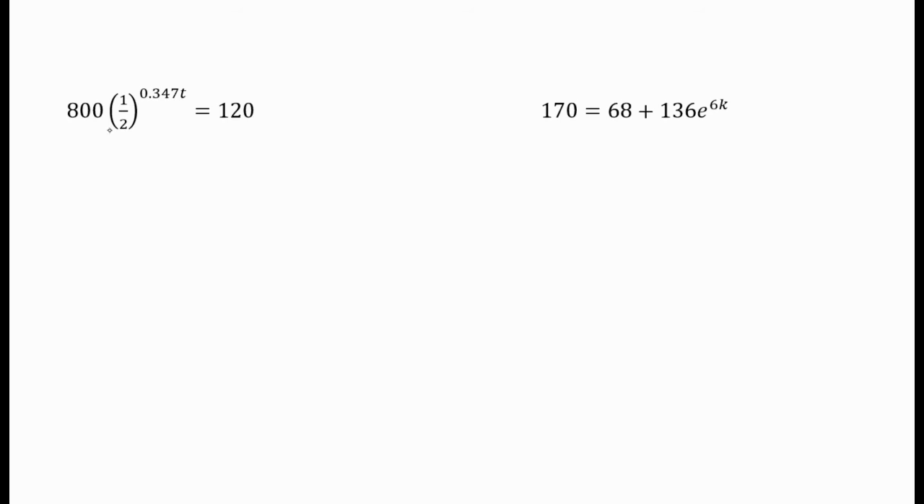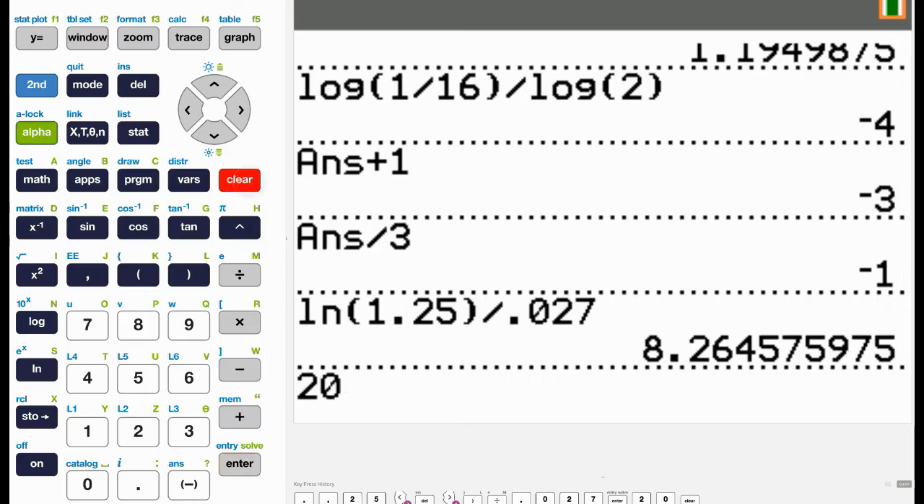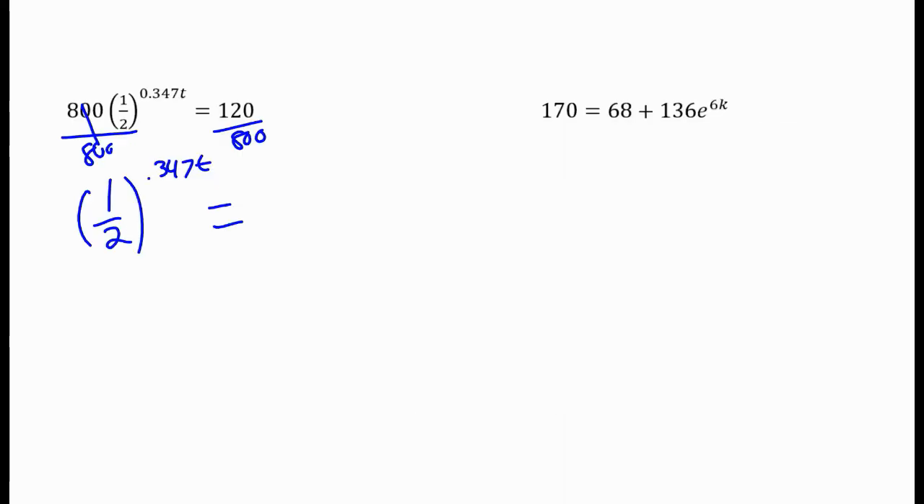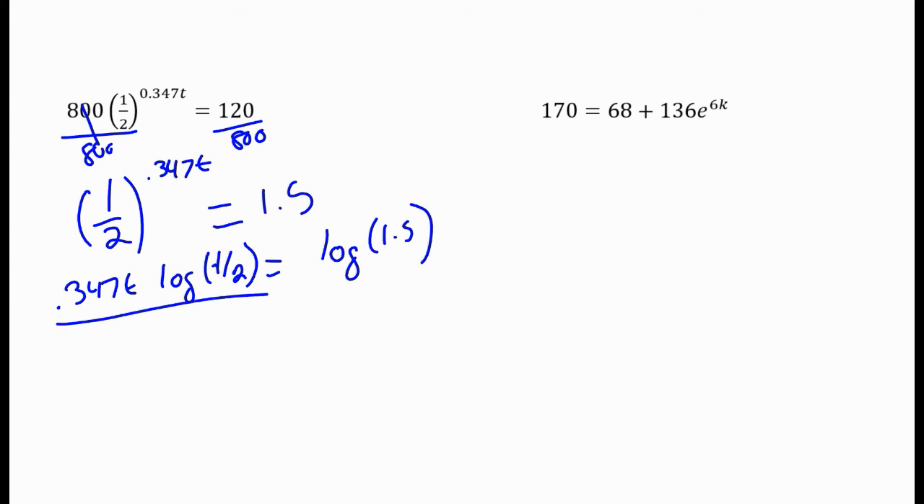This next one awfully looks like a half-life equation. Hopefully you notice that because that base is a 1/2. So first thing to do is divide by 800. 1/2 to the 0.347t equals, see if that can be simplified nicely. 120 divided by 80 is 3/2 or 1.5. I'm going to log both sides. To get t by itself, I need to divide by 0.347 log a half.